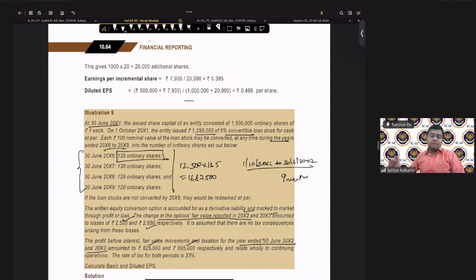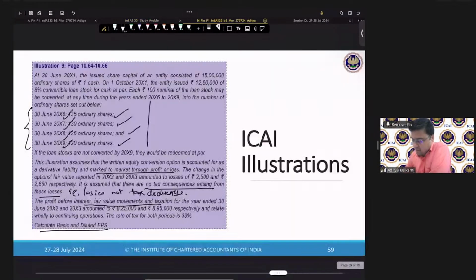Yes. Baki sab important nahi hai because it is at 135 ordinary shares that your dilution is going to be maximum. You are presenting the worst case scenario. Are we okay with this? Yes. Any doubts? More the conversion, lower the dilution. So we want to report the lowest possible dilution. Okay. Now let us look at the workings.